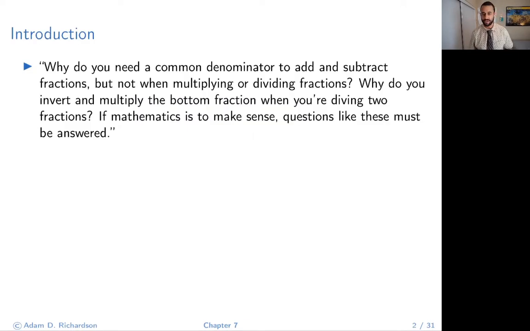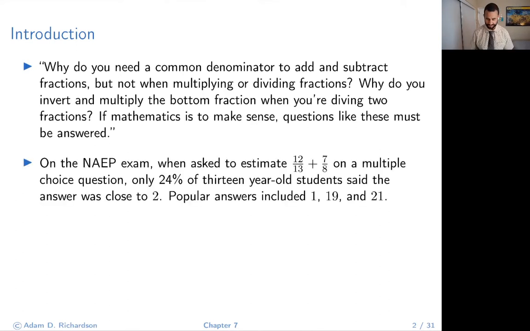This is from the book. Why do you need a common denominator to add or subtract fractions, but not when multiplying or dividing fractions? Why do you invert and multiply the bottom fraction when you're dividing two fractions? If mathematics is to make sense, questions like these must be answered, and our students are going to ask these questions because they're very straightforward, very valid questions, and we should be able to provide them with meaningful answers that build off of their mathematical maturity at that level, right?